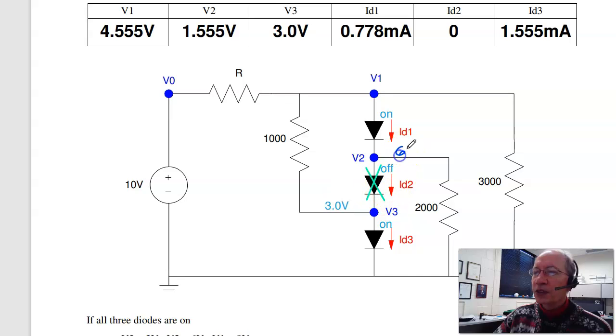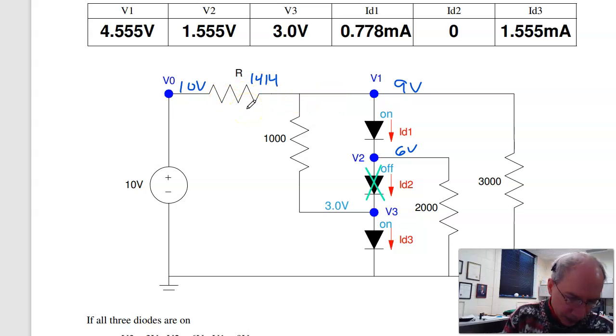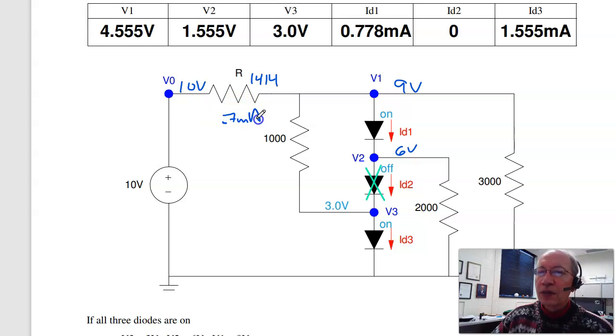This will be 6 volts, 3 plus 3. This will be 9 volts, 6 plus 3. Does that work? Well, 10 volts over here, 9 volts across R, because the R that I have is 1414 ohms, 1 volt across R gives you, what is that? 0.7 milliamps. Going this way, 9 volts at 3K is 3 milliamps. So that's not going to work.